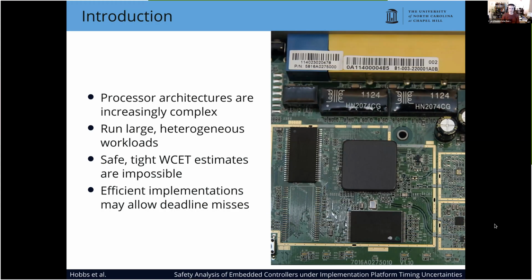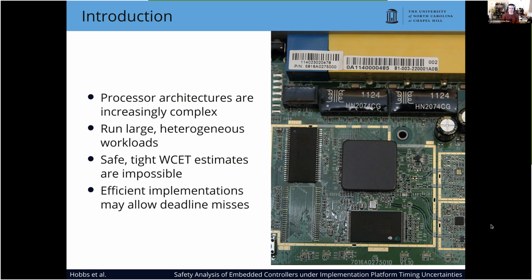As we all know, processor architectures today are becoming increasingly complex with moves towards multi-core systems, even in embedded applications. Additionally, the workloads that are being demanded of embedded controllers are growing larger and more heterogeneous. And these factors combine to make it so that increasingly it's becoming impossible to have safe and tight worst-case execution time estimates. So to avoid undue pessimism, many applications may work with measurement-based estimates that might not be the true worst case, which means that some deadline misses may occur in real systems.